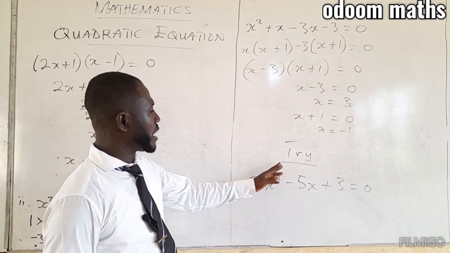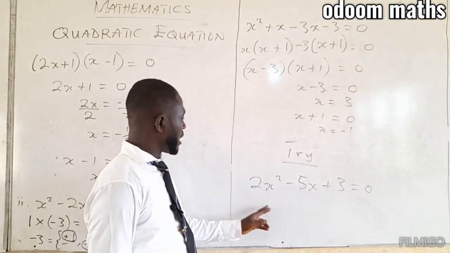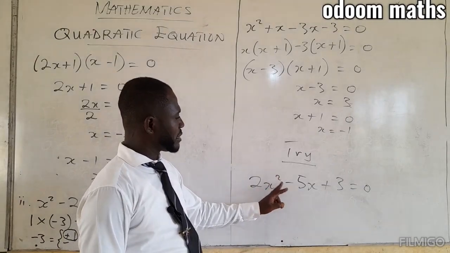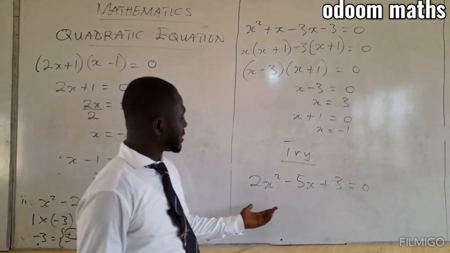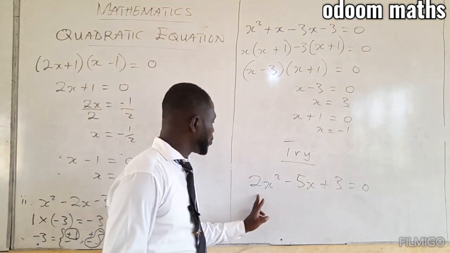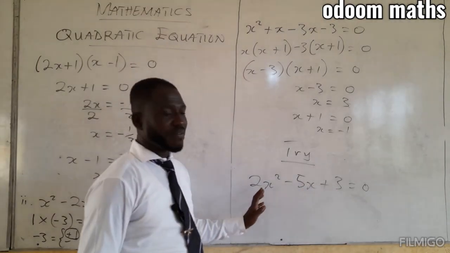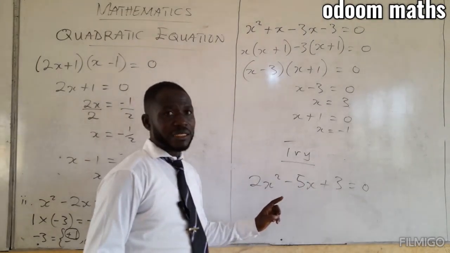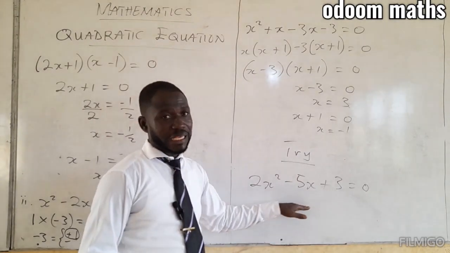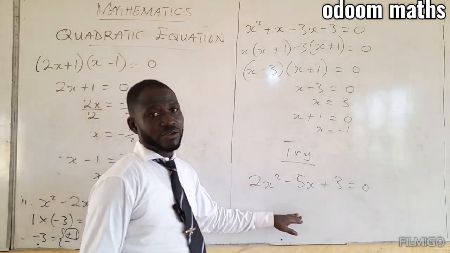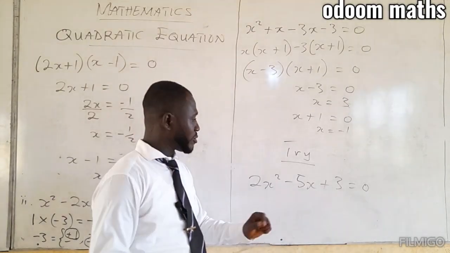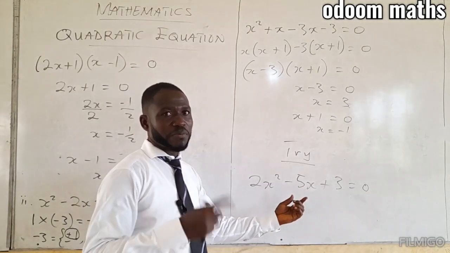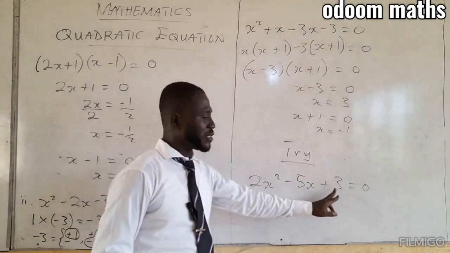So you try this example here, that is 2x squared minus 5x plus 3 equals 0. Like I said earlier, you multiply these two numbers, then whatever you get, you find the factors of that answer. Then from the factors, you take two numbers that will fit here. When you add or subtract, you are going to get this, but when you multiply, you get the product of this and this one.